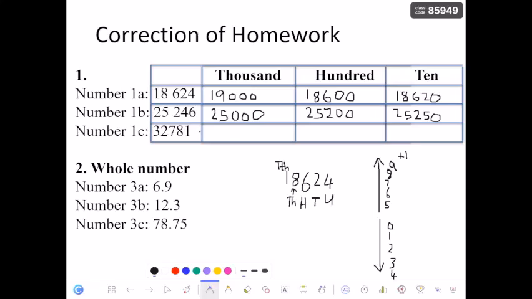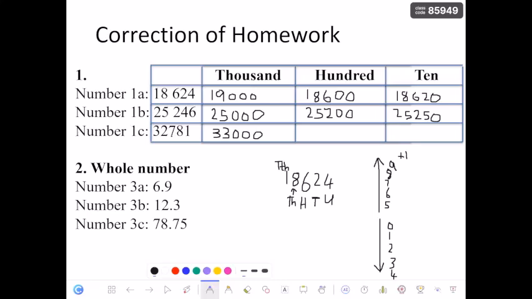Then finally, 32,781. My answer for nearest 1,000 is going to be 30. This is the 1,000. Then look at 7. 7 is a round up number. That means you add 1 to 2 to become 3. Then complete it with the remaining 3 zeros. So you approximate to nearest 1,000 is going to be 33,000.